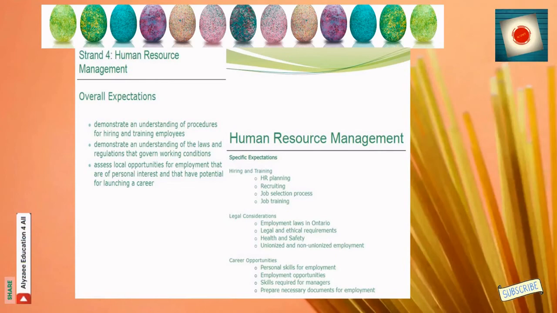So hiring and training in HR covers planning, recruiting, job selection process, job trainings and on-job training; all these are related to the training section. Looking into the legal considerations: employment laws, legal and ethical environment, health and safety, unionized and non-unionized employment. And the career opportunities: personal skills for employment opportunities, skills required for managers, and preparing necessary documentation for employment. So these are necessary things.